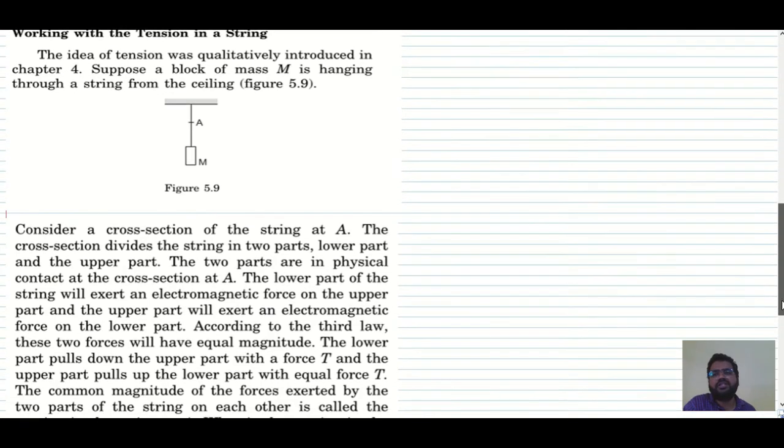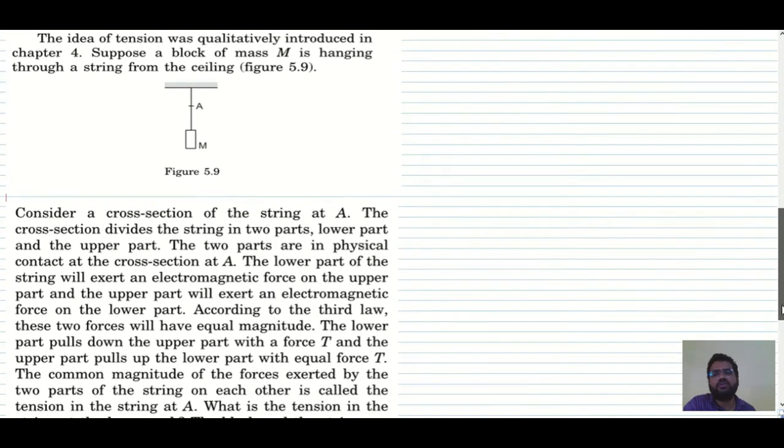Working with a tension in a string. The idea of tension was qualitatively introduced in chapter 4. Suppose a block of mass capital M is hanging through a string from a ceiling. So we have, this is the ceiling, and one block of mass M is there, and if you consider a point A.